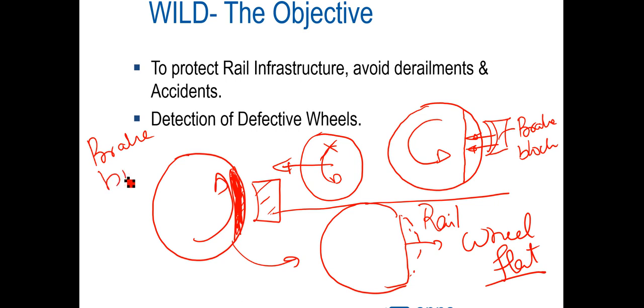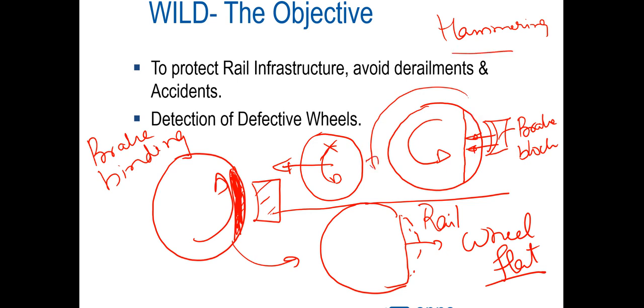So what would happen if you have a wheel flat? Instead of moving smoothly on the rail surface, you have a hammering action. Every time the wheel rotates, this part will come and hammer on the rails. That hammering action is really bad for the rails and also for the rolling stock.